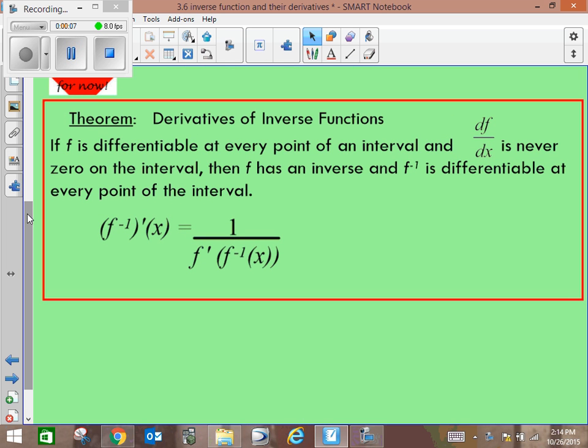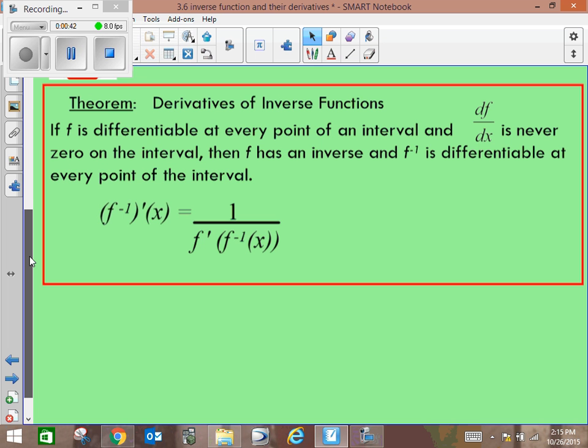All right, so this is a theorem that you are going to work with: the derivative of the inverse function. The whole point is that we aren't going to have to find the inverse to find the derivative of the inverse. If f is differentiable at every point on the interval, and df/dx is never 0 on the interval, then f has an inverse, and f inverse is differentiable at every point.